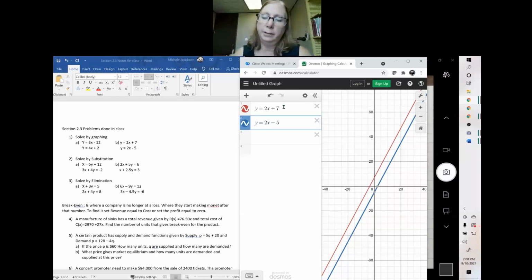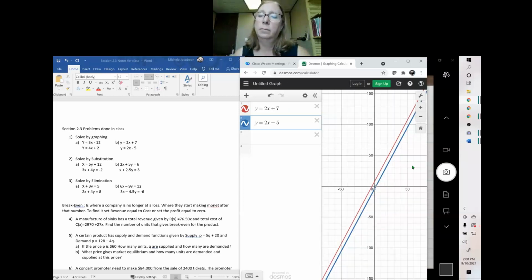What do we notice about the two lines? They're parallel. They never intersect. When you have two lines that the slope is the same, notice the slope's 2 for both of them, then they're growing at the same amount, so they never intersect. Parallel lines, no solution. So if two lines are parallel, they have the same slope. So these two, this would be no solution.